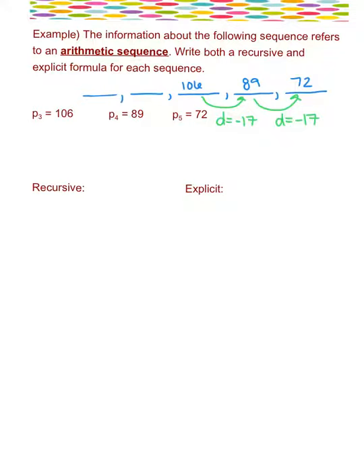And to write recursive notation, I just need to figure out what that a sub 1 is. I can set my rule pretty easily now that I know that negative 17 is my common difference. So to find the first term, I'm going to go backwards and I'm going to add 17. So if I take the 106 and I add 17, I would be at 116, and then I need to add 7 to that, so 123. And then if I add 17 to that, I'm going to be at 133 plus 7, so 140.